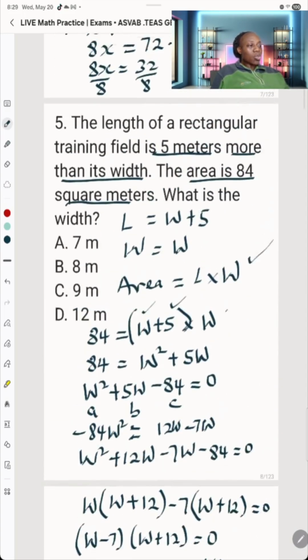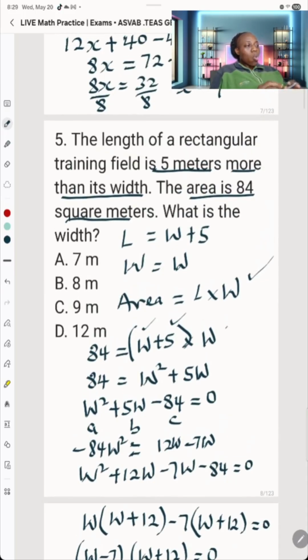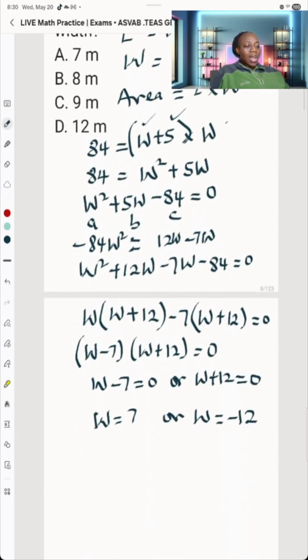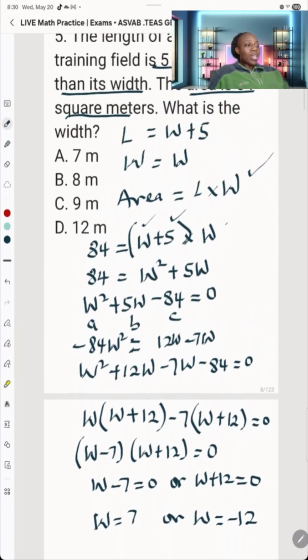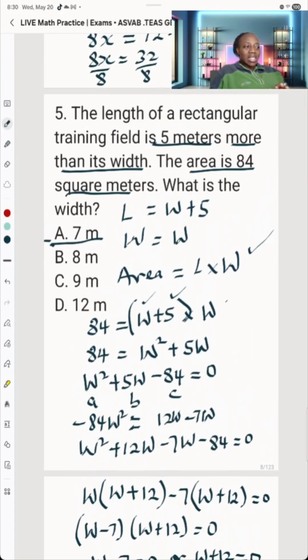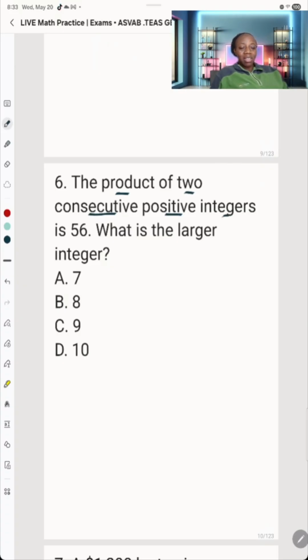So let's go back to what the question says. What is the width? Going by that, width is 7 or 12. I mean, the one that is positive, it cannot be negative. So that means width is 7 meters. And if the question asks us to find length, we can just add 5 to 7, and that will be 12. So length is 12 meters.